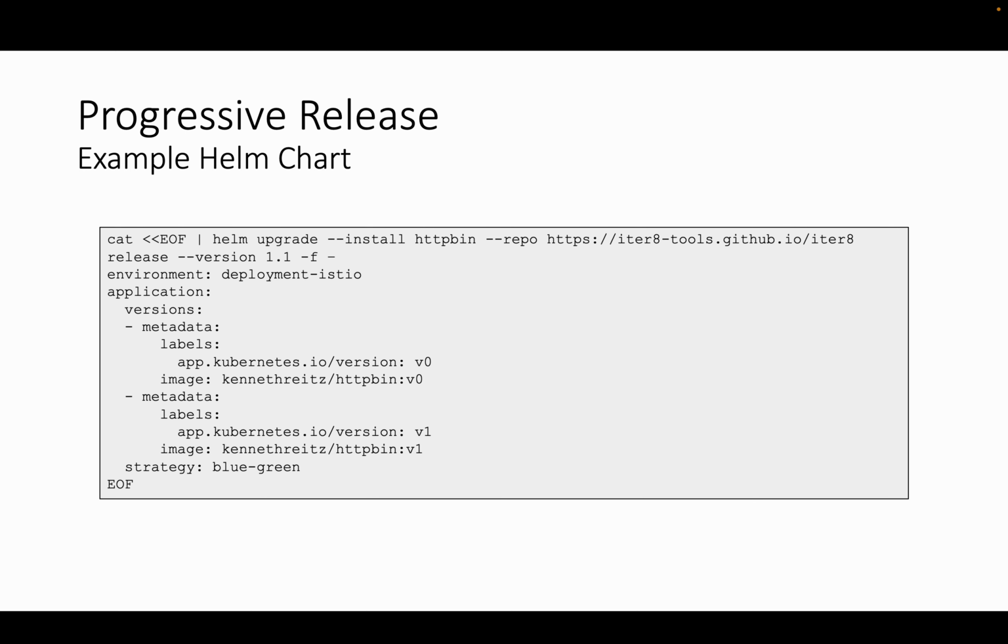The default Helm chart that Iter8 provides supports routing reconfiguration via the Kubernetes Gateway API, allowing native support for many ingress and service mesh technologies. Further environments can be supported by extending the Helm chart.